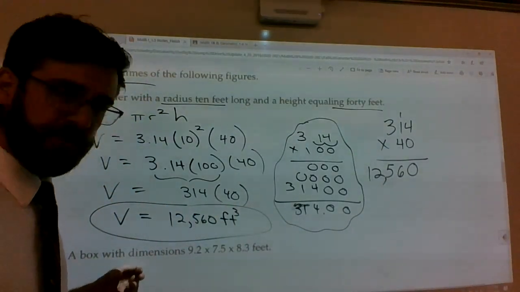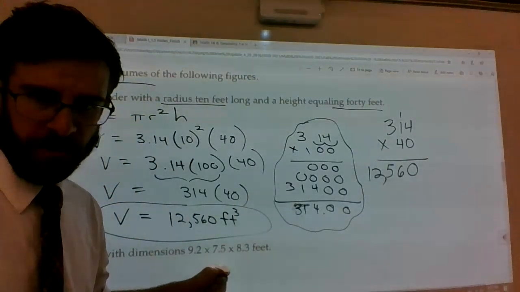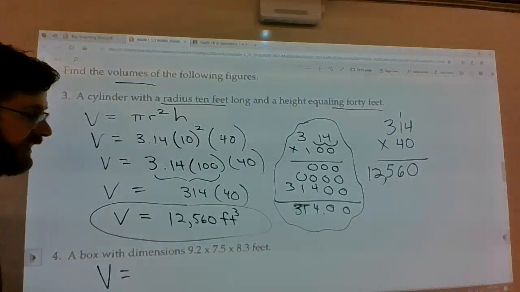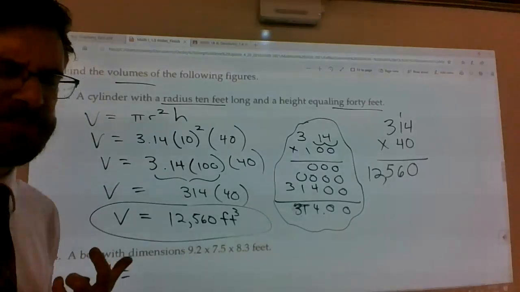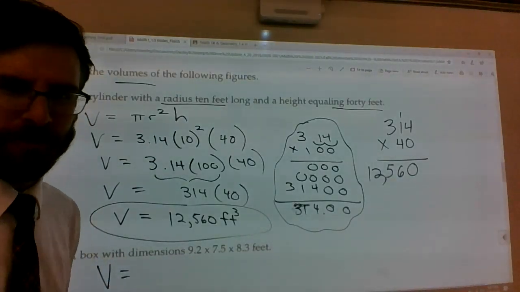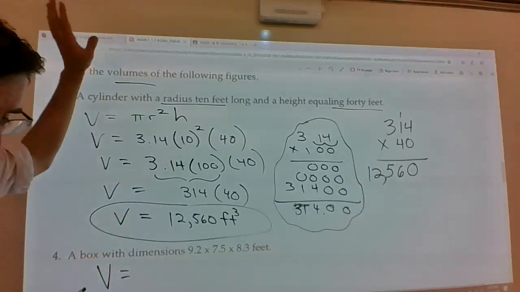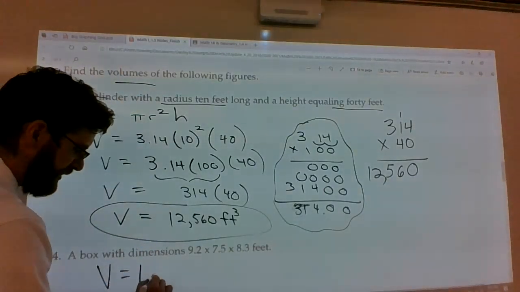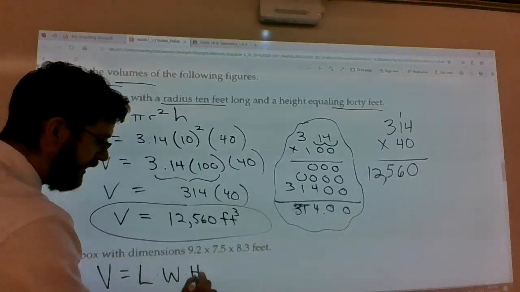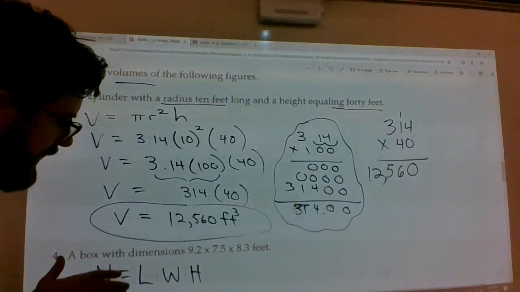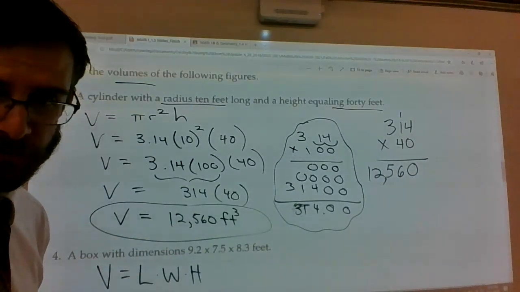Let's talk about a box with dimensions 9.2, 7.5, and 8.3. If you look at the volume of a box, which is the informal term for a rectangular prism, on the formula sheet you'll see that's length times width times height. All you're doing is plugging in 9.2, 7.5, and 8.3 into those spots and multiplying.